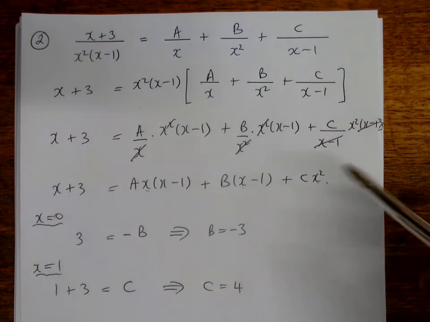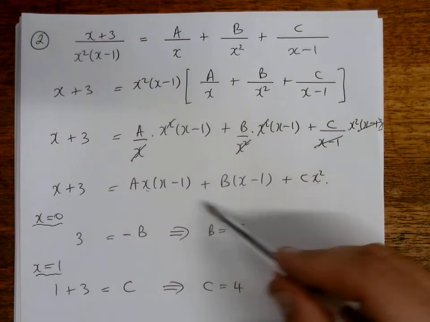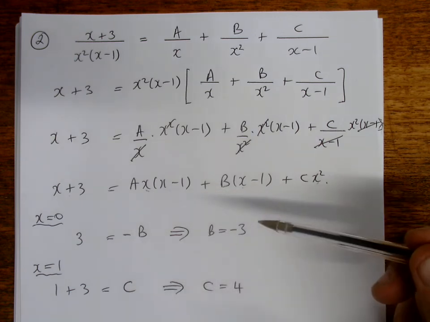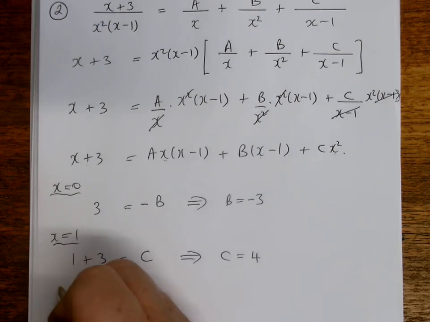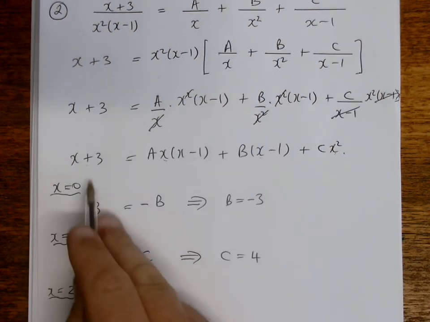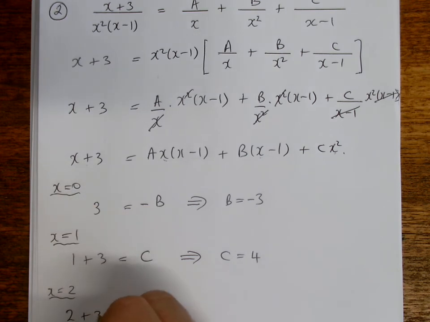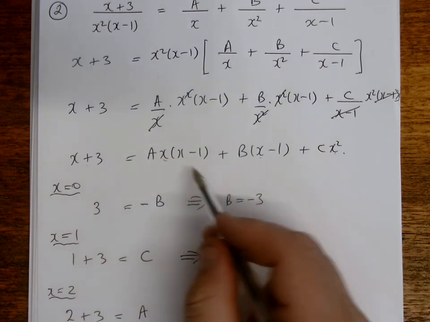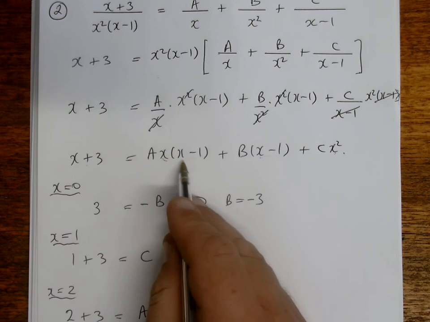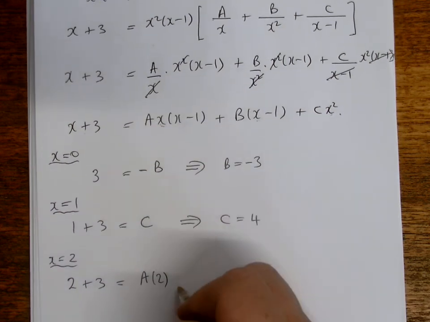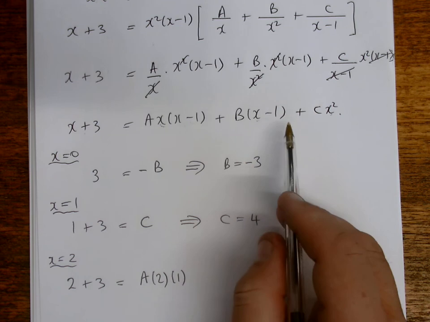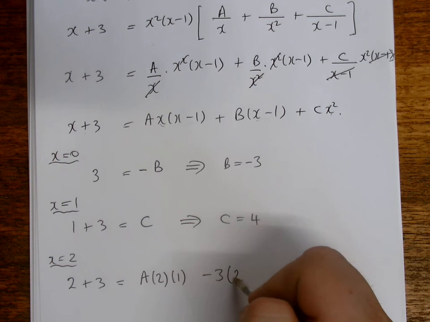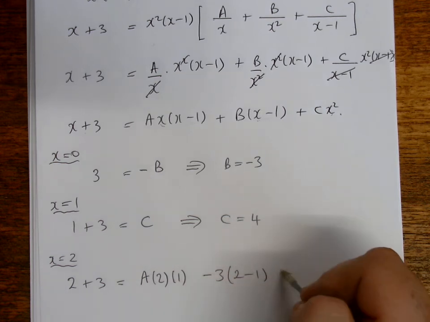Now, there's no other value we can set to eliminate any of the brackets. So we've set x to be 0, x to be 1. So we just have to choose another value now. Let's go for x equals 2 maybe. It doesn't matter which value. So x equals 2, 2 plus 3. Well, if I put 2 in here, I've got 2 there, and that will become 2 take away 1, which is 1, of course. Now, b we know is negative 3, and then 2 there take away 1, and c is 4.